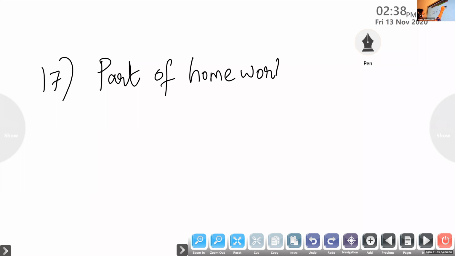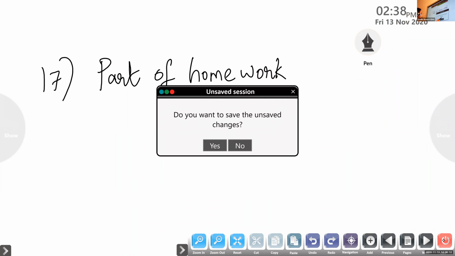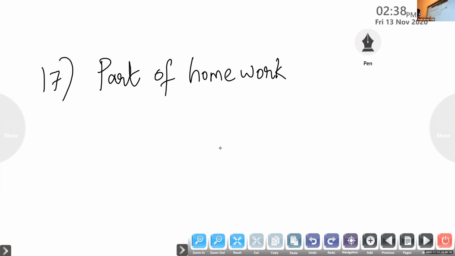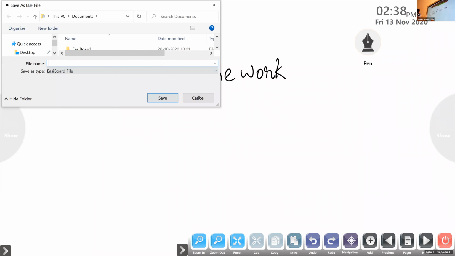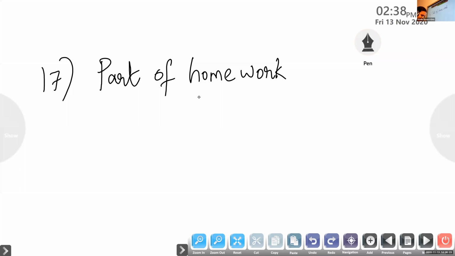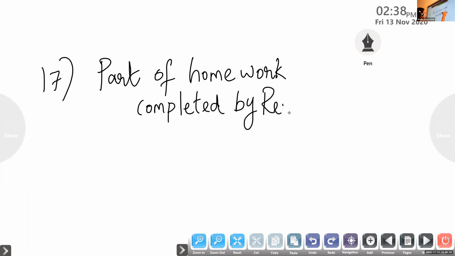Part of homework. Children, write faster. Part of the homework completed by Renu. Renu completed 3 by 18.